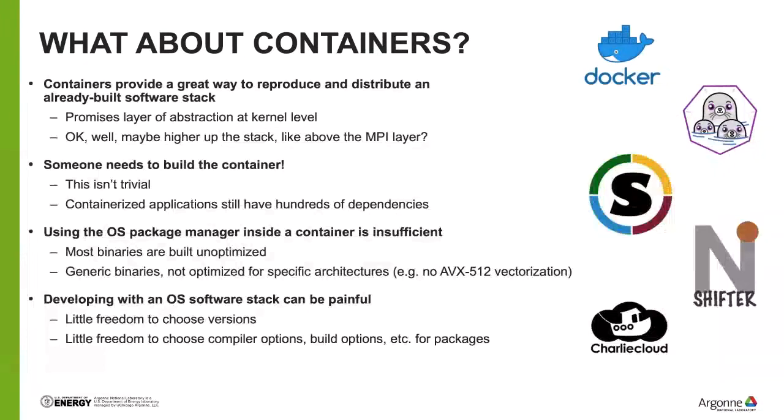containers, they're also a great way to reproduce and distribute an already built software stack. The promise of containers is that you can have your layer of abstraction at the kernel level, and you can actually run whatever OS you want as long as the Linux kernel is new enough. In reality, though, when you're running on a supercomputer, for example, on ours, we don't support that layer of abstraction. We support it at the MPI layer, where you can interface to Cray MPICH through the application binary interface. So it's higher up the stack.